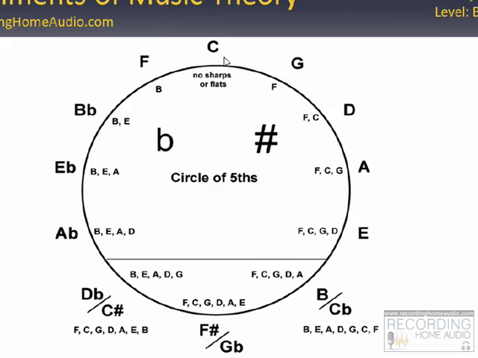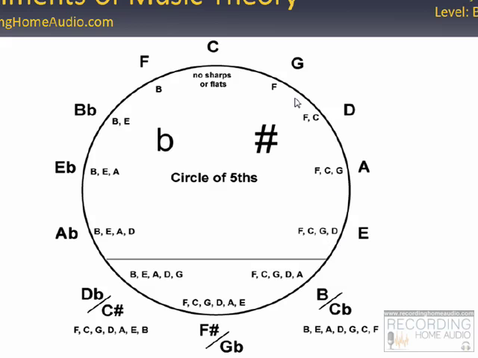Okay, so just briefly, let's go over this. The key of C major has no sharps or flats. The key of G major has one sharp, which is F. Going this way, we're going flat. The key of F major has one flat, which is B. B flat major has two flats, which are B and E. And you can see how the pattern goes down: B, E, B, E, A, B, E, A, D. And going this way, F, F, C, F, C, G, F, C, G, D.